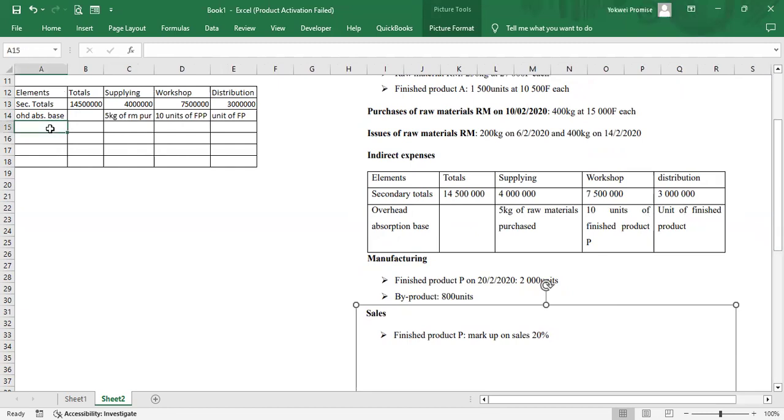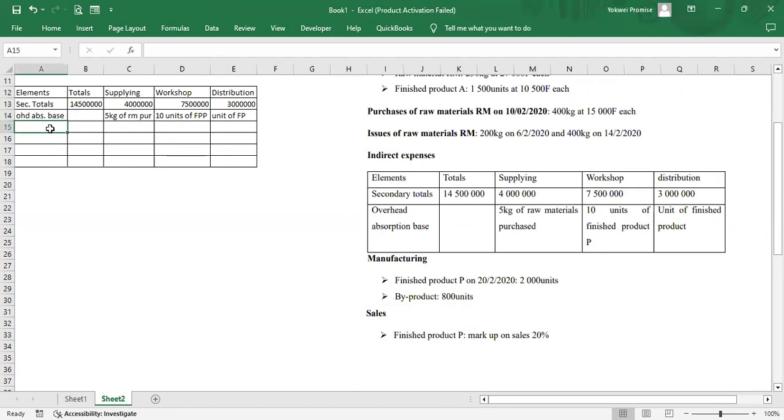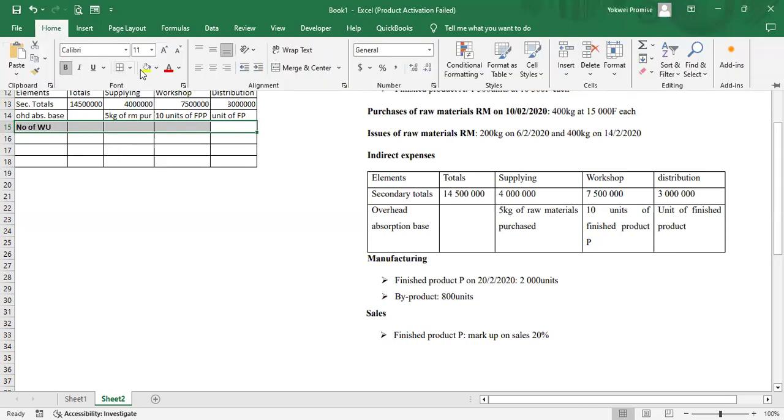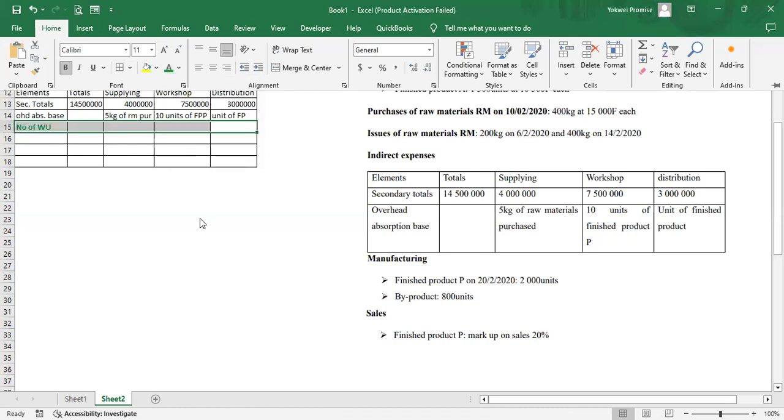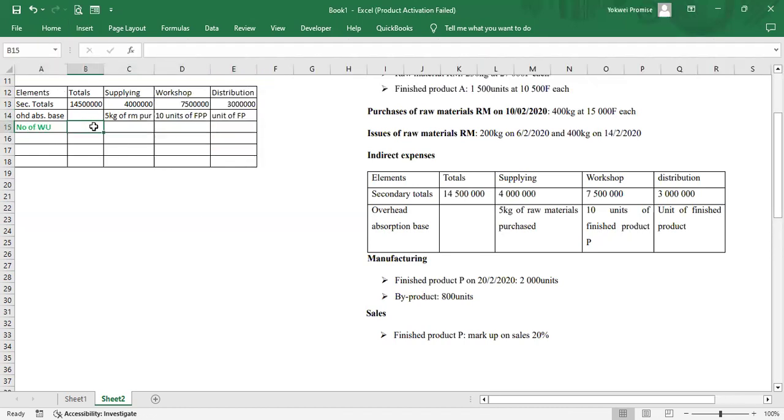Now, the first thing for us to determine is the number of work units, abbreviated as UO. What would be the number of work units in this case? Under supply, they say it uses 5 kilograms of raw material purchased. So for supply, you have to go to purchases. How many units of purchase do we have there?